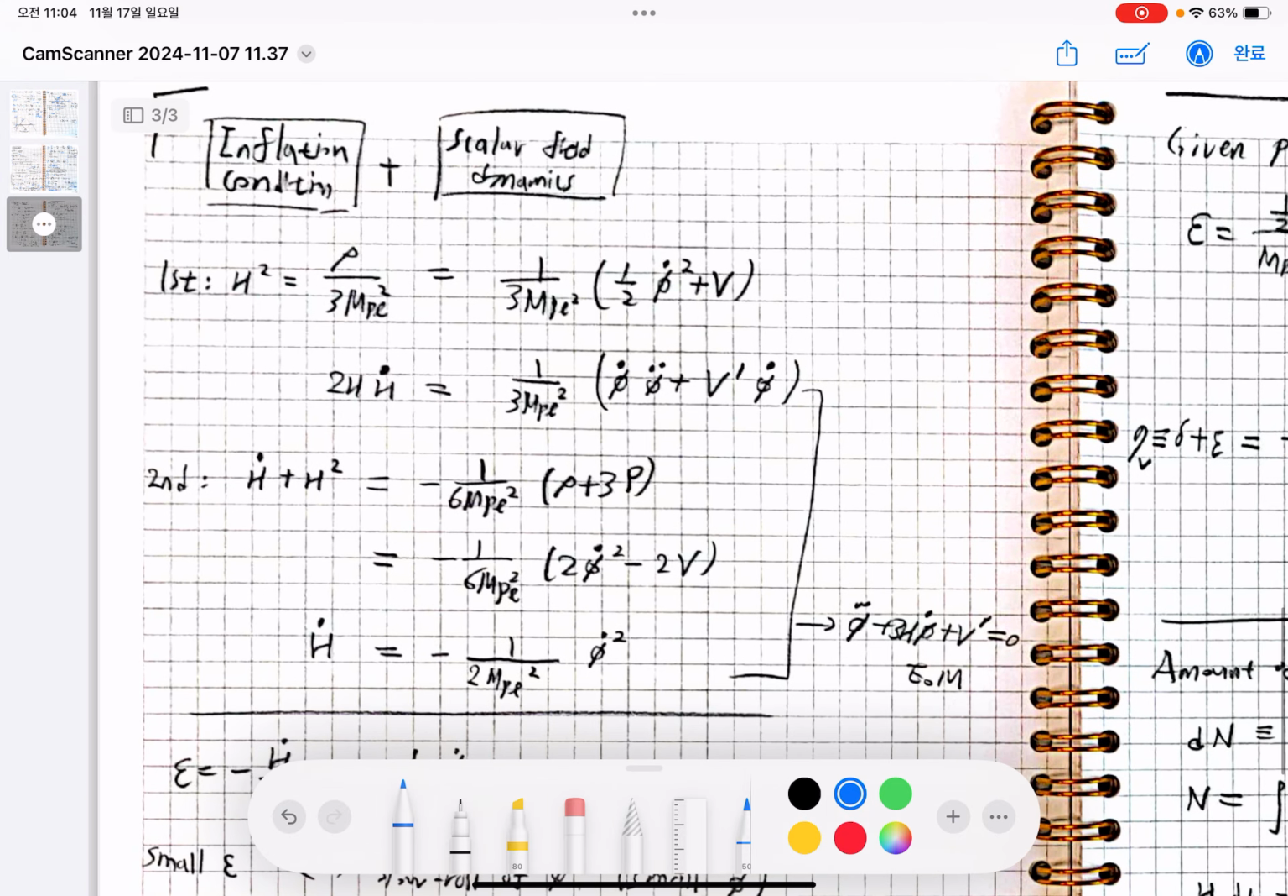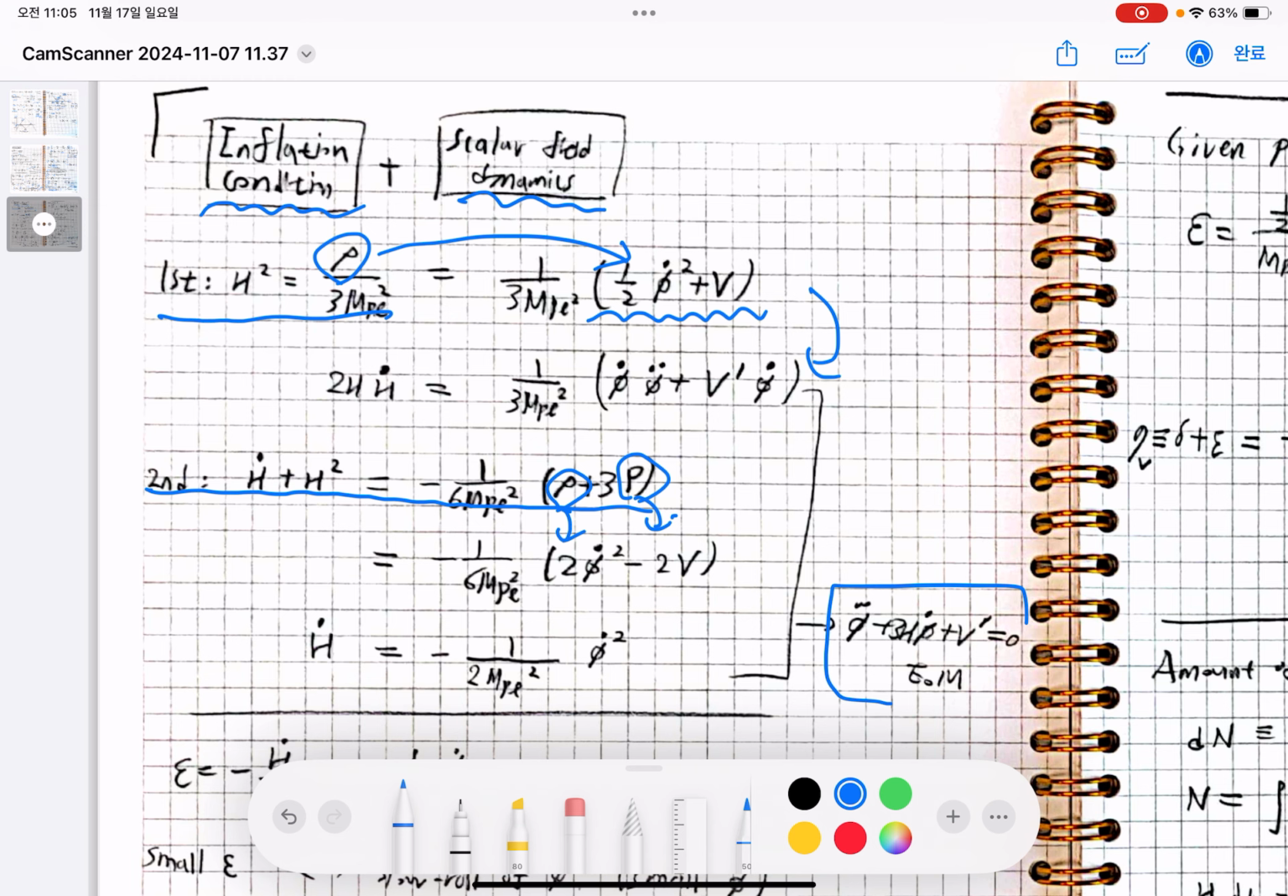And here is also another derivation for the equation of motion. We want to combine the inflation condition and the scalar field dynamics. In the first Friedmann equation and the second Friedmann equation, we can insert the energy density and the pressure in terms of the scalar field. So here is the energy density in terms of the scalar field, and there is one more time derivative. Also for the second equation, we can insert the density ρ and the pressure P. And if we combine the two equations, we can obtain the equation of motion again.